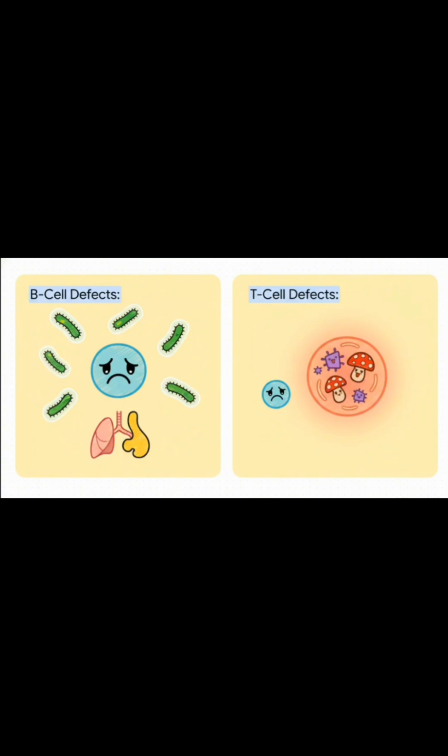If they keep getting lung and sinus infections from encapsulated bacteria, like strep pneumo or H. flu, your brain should immediately scream B-cell defect. But if the patient is getting weird fungal, viral, or other intracellular infections, you have to suspect a T-cell defect. It's all about pattern recognition.